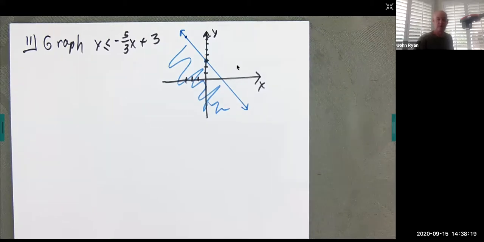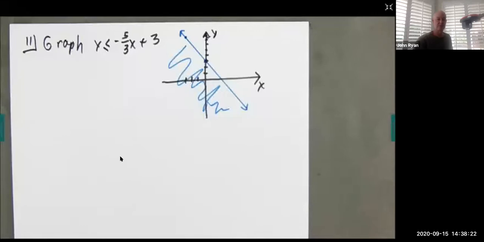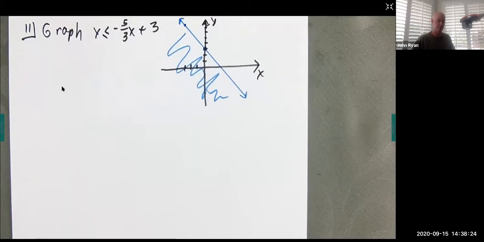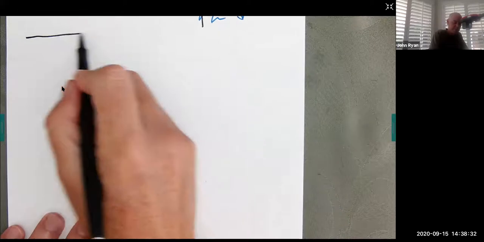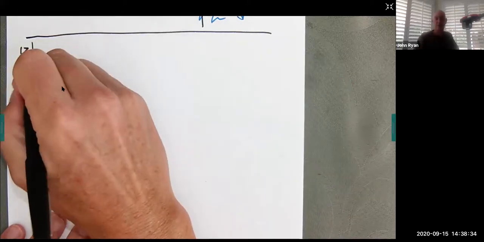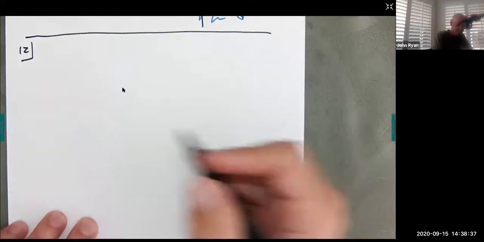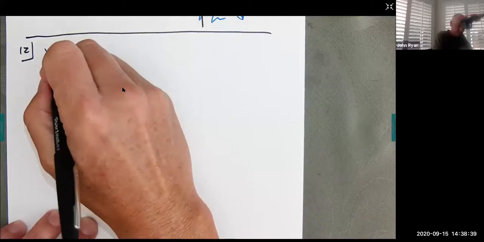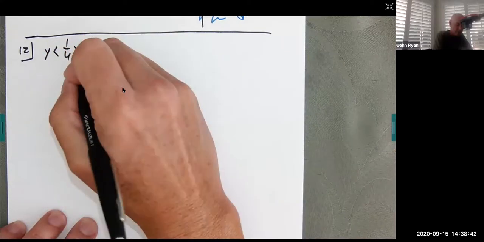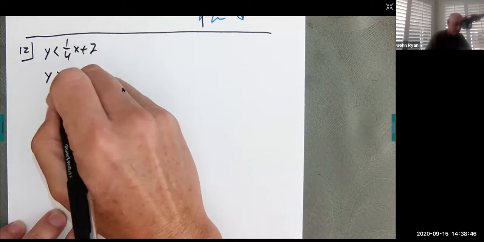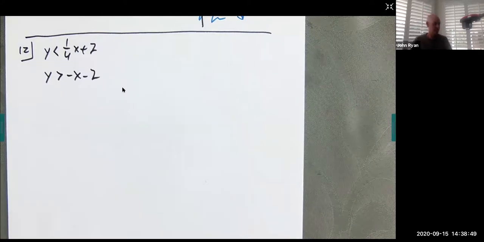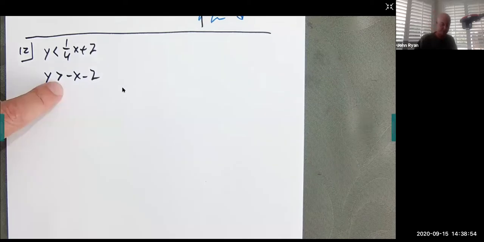All right. We got one more to do. This is a system of inequalities. Last one. And you might notice right away that there's no equal symbols here. So both lines are going to be dotted.